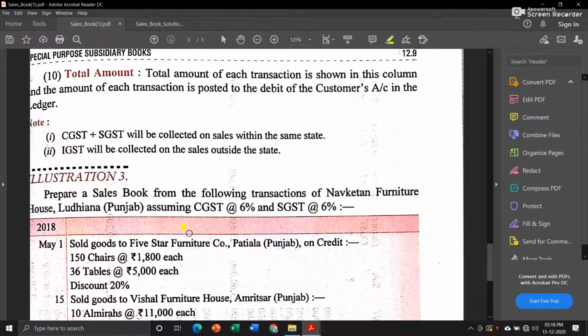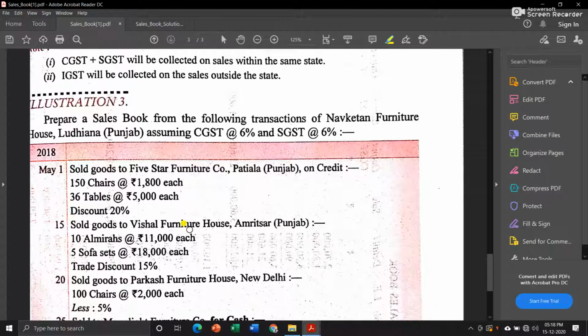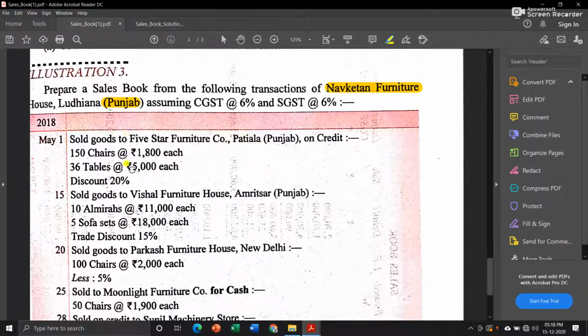Then let us move on to the first illustration of sales book. The question says like this: prepare a sales book from the following transactions of Navketan Furniture House, Ludhiana, Punjab, assuming CGST at 6% and SGST at 6%. Now our business is furniture and it is situated in Punjab. Now let us see the first transaction that took place on May 1st, 2018. Sold goods to 5-star furniture company, Patiala, Punjab, on credit. 150 chairs at 1,000 each, 36 tables at 5,000 rupees each.